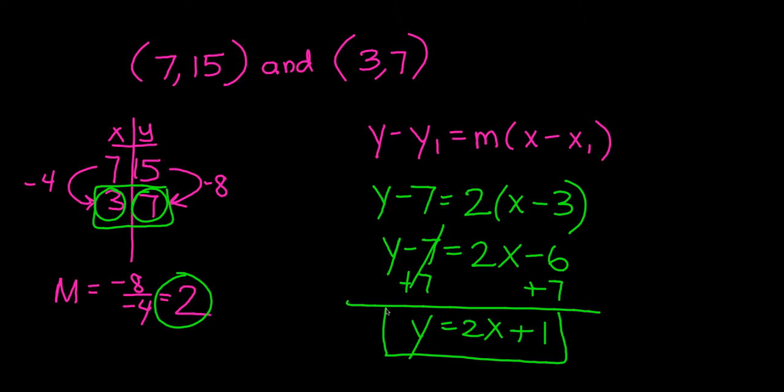If I want to double check that that works, go back to the table and pick the other point. Input 7. If I input 7 down here, I'm going to get y equals 2 times 7 plus 1. Well, 2 times 7 is 14, and 14 plus 1 is 15. My equation works.